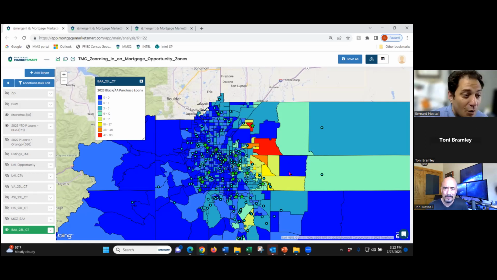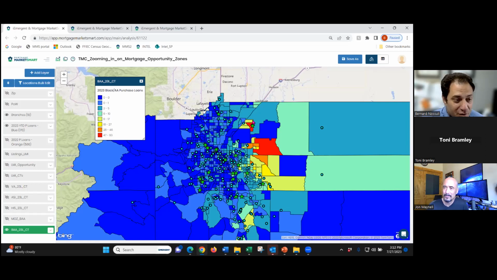Okay. So let's make a MOZ, a mortgage opportunity zone, or a custom market. And so the idea now is that if I'm looking to serve African American borrowers in Denver, then I don't need to focus on all of Denver. Instead, I need to focus on those pockets of opportunity.